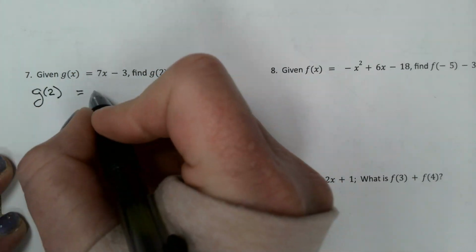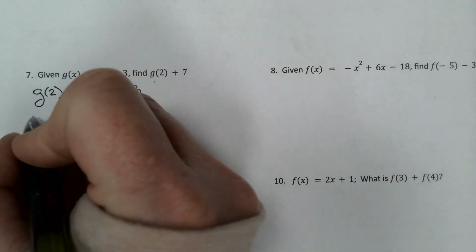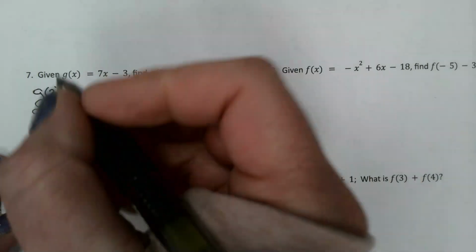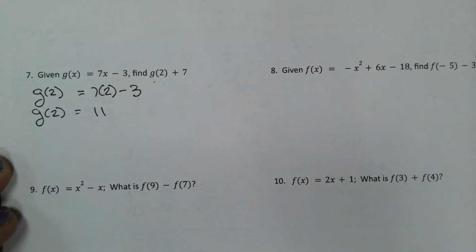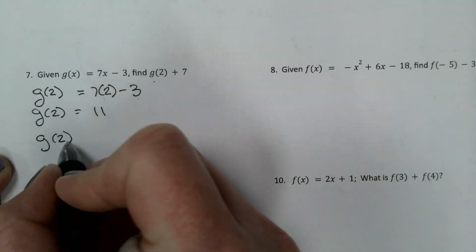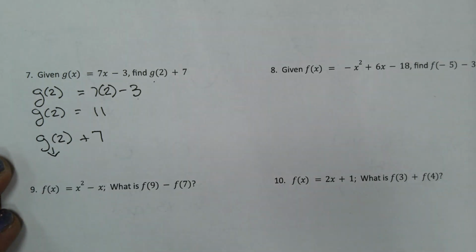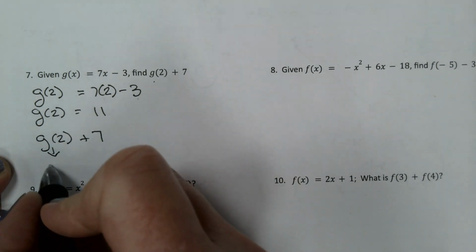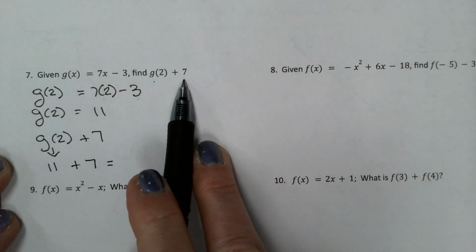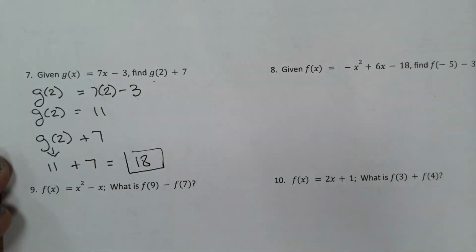So I have 7 times 2 minus 3. That's 14 minus 3 equals 11. But that's not what I want. I want to find g of 2 plus 7. So now I'm going to substitute. I know that the value of g of 2 equals 11. And then the 7 is just a number. There's no operation to do. And 11 plus 7 equals 18.